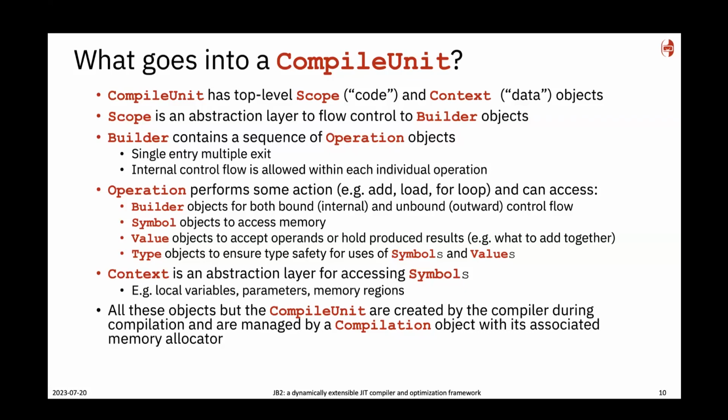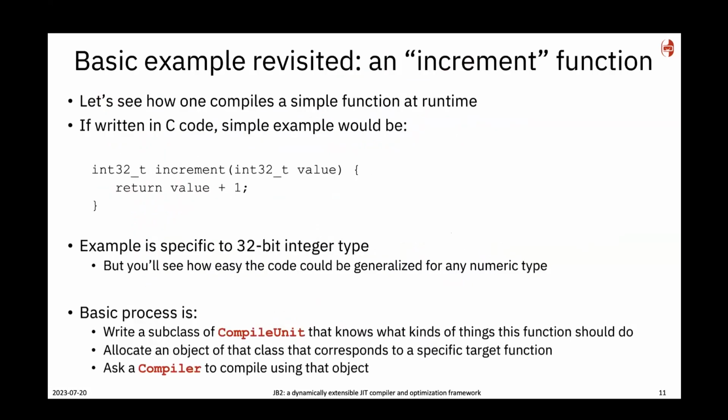So for the next few slides, I'm going to revisit one of the basic examples that I've used to talk about JitBuilder in the past, which is generating a function that just increments a 32-bit integer value. If you wrote that code in C, it would look like this, with the int32t being returned by increment, taking a value in, and just returning value + 1, right?